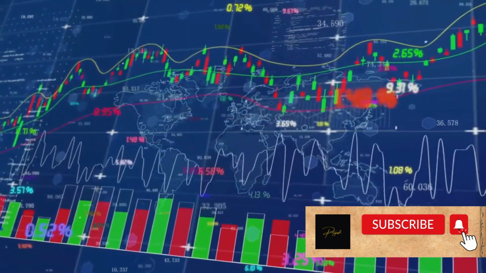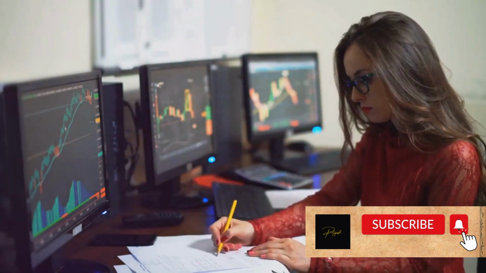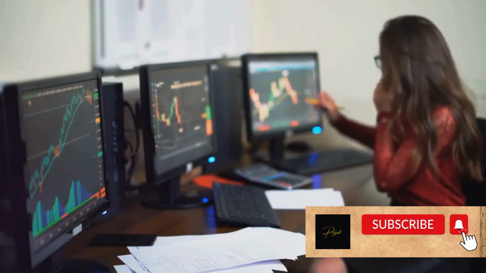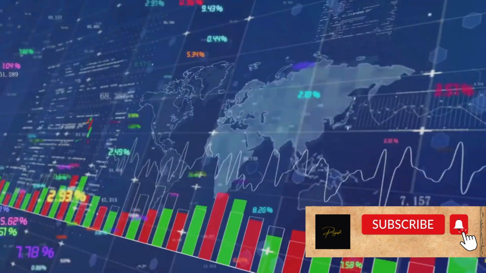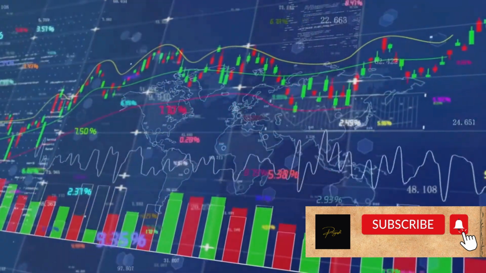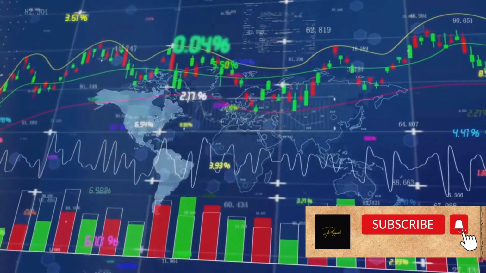Next, we have the 3 white soldiers and the 3 black crows patterns. The 3 white soldiers pattern is a bullish signal that appears after a downtrend, consisting of 3 consecutive long green candles with higher closes each day. This pattern suggests that buyers have stepped in and a reversal in the market trend is likely.